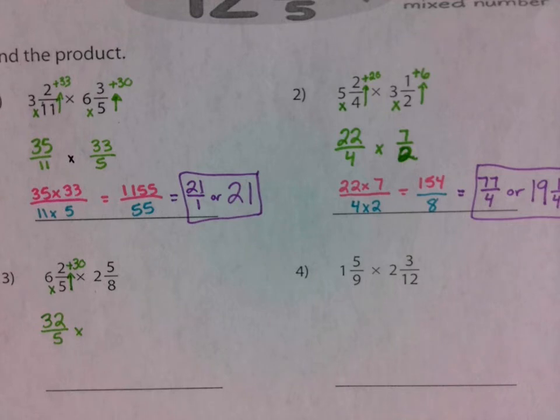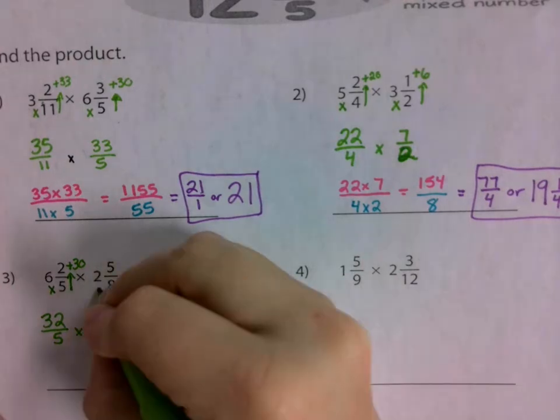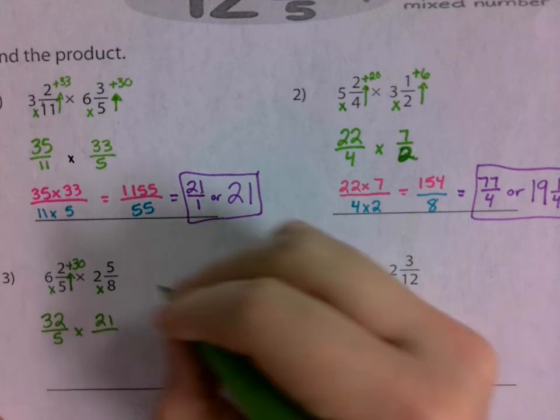2 and 5/8. What is that going to change into for an improper fraction? Eileen? 21 over 8. Very good. You're going to multiply 2 times 8, which is 16. You're going to add the 16 to the 5, and that gives you 21. So we have 21 over 8.